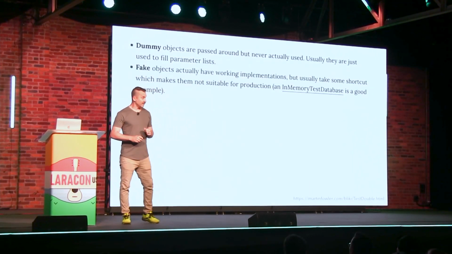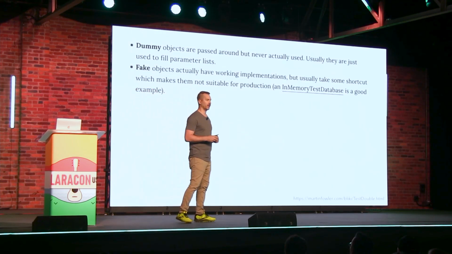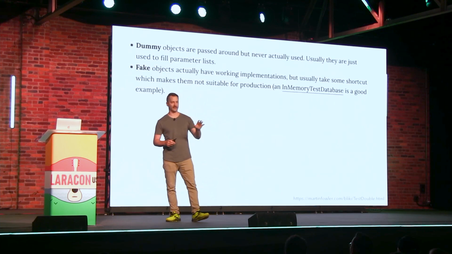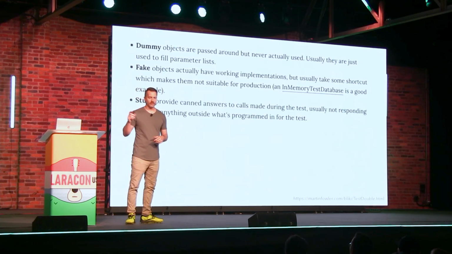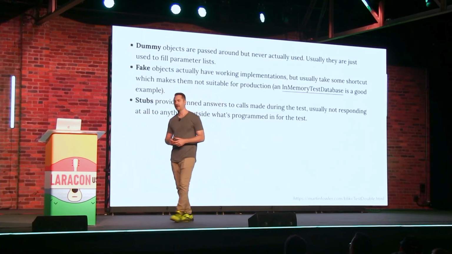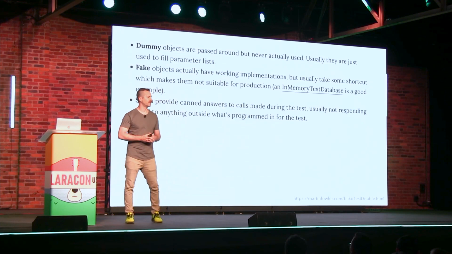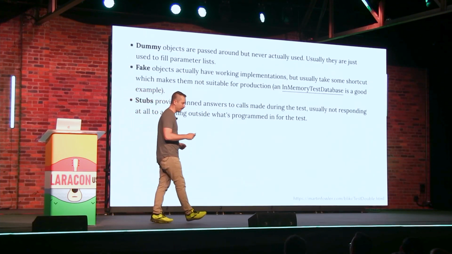We have fakes, which are objects with actual implementations, but they take some kind of shortcut. So we're gonna use them for testing, not necessarily production. We also have stubs, which provide canned answers to calls that we're gonna make to them during tests, but they don't really respond to anything else. They're just gonna give you null back, for example.